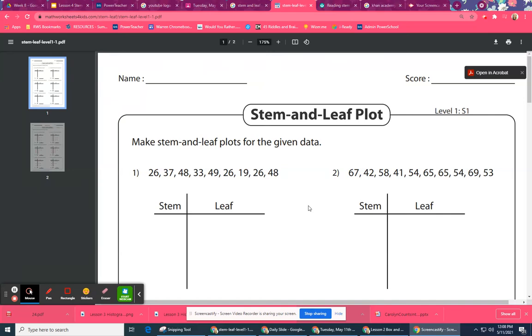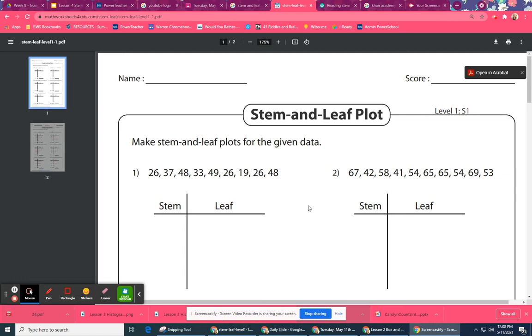Today you're going to be learning about stem and leaf plot graphs, and they're one of my favorite because they're super easy. So we're going to do two examples together, and then you have a series of assignments to get through on your own. On number 1, you can see that there are a bunch of numbers not in order, and with stem and leaf plots you don't have to put them in order unless you just want to.